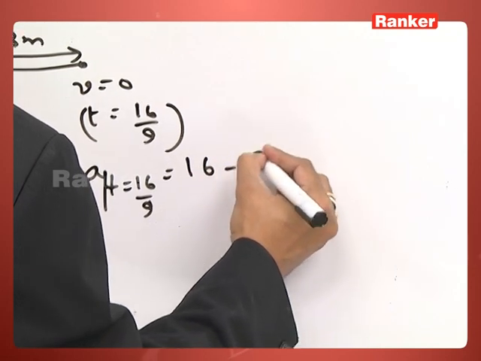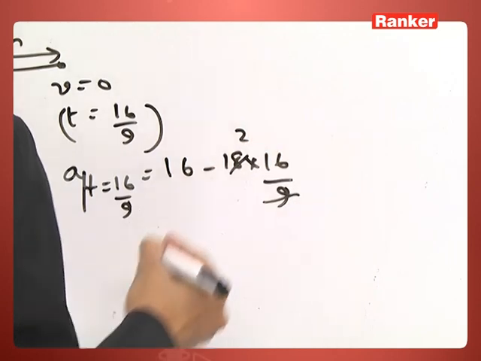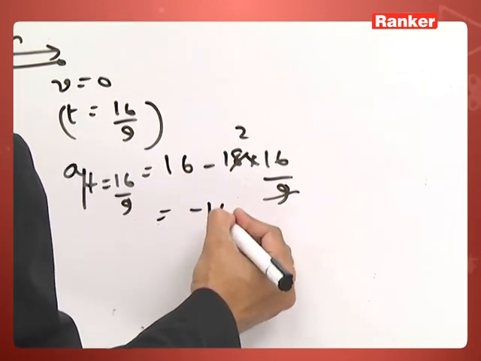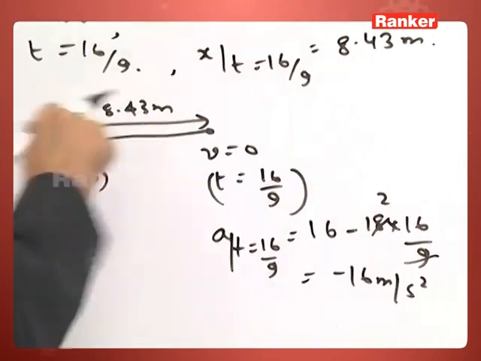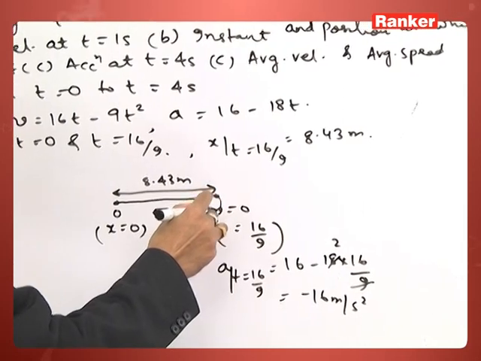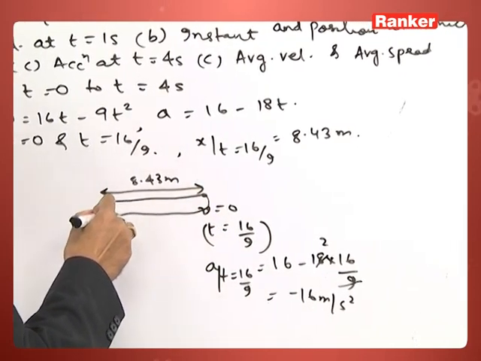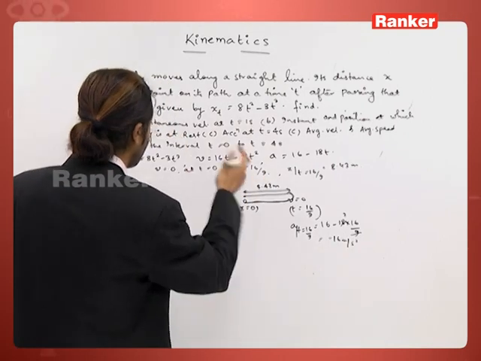Now let us calculate acceleration at t is equal to 16 by 9. I'll substitute the value: 16 minus 18 into 16 by 9. So 9 to 2, minus 16 meter per second square. That means V is 0, but acceleration is in the negative direction. Now it will again move here. Now at t is equal to 4 seconds, let us calculate.